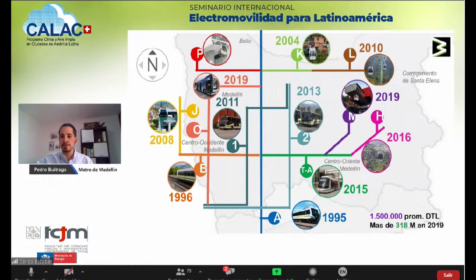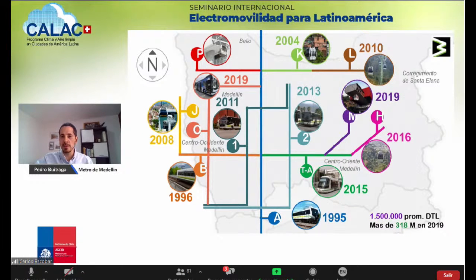Since this seminar is about electromobility, it is worth mentioning that all the lines that are part of this integrated system operate with clean energies. 25 years ago, as you can see in the bottom part, we initiated the operations of Line A of trains, the first metro line in Colombia. And since then, we have been promoting sustainable mobility in Medellin and in the Valley of Aburrá. In this outline, you can see the 11 lines currently operating, in addition to one of the cable lines that is in the construction phase.